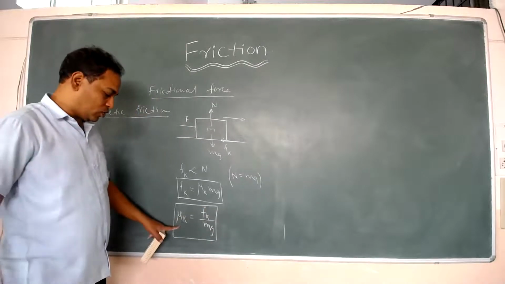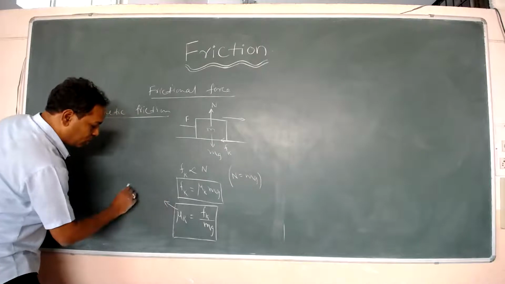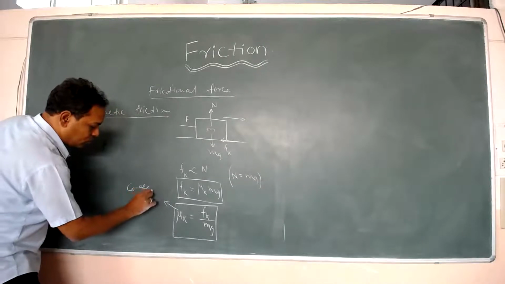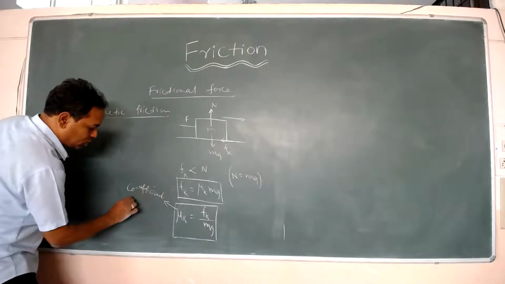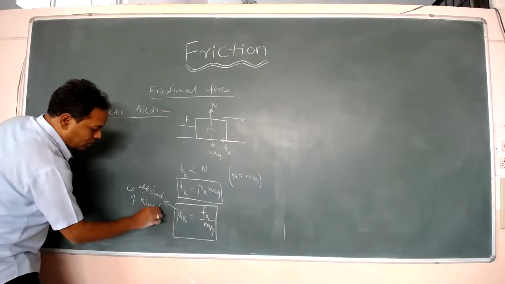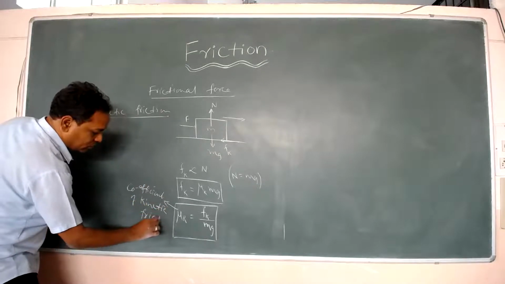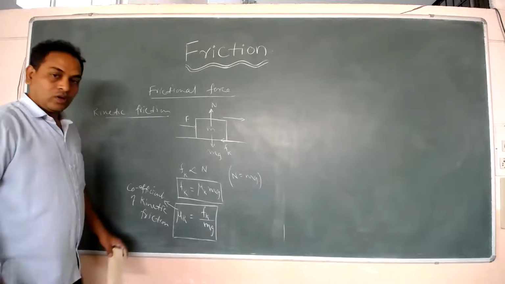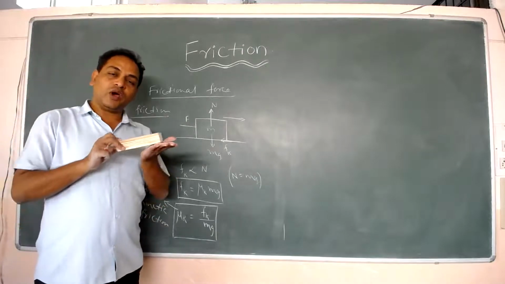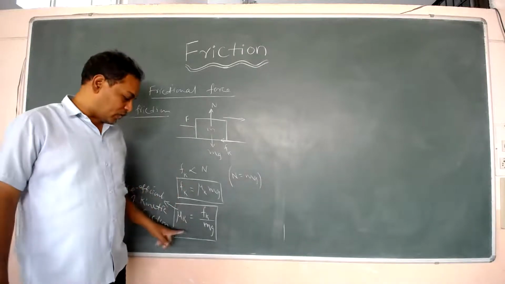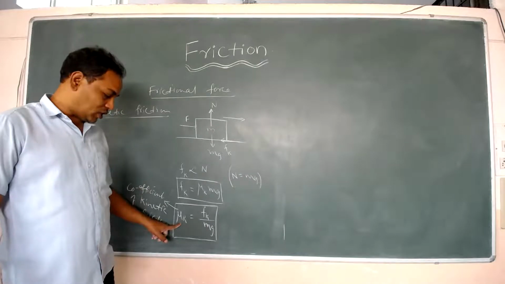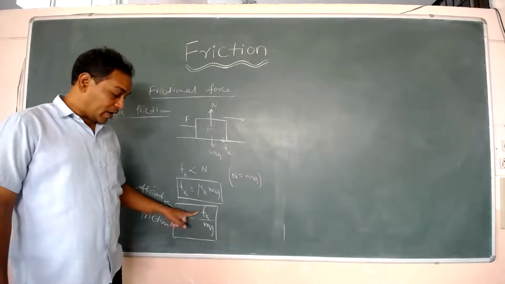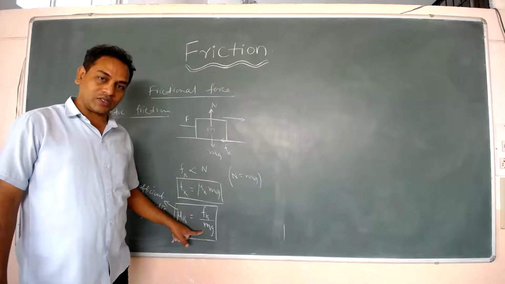What is here mu k? Mu k is nothing but the coefficient of kinetic friction. So when the body is moving on one another, then the coefficient of kinetic friction will be given by this one. That is nothing but the ratio of kinetic friction to that of the normal reaction.